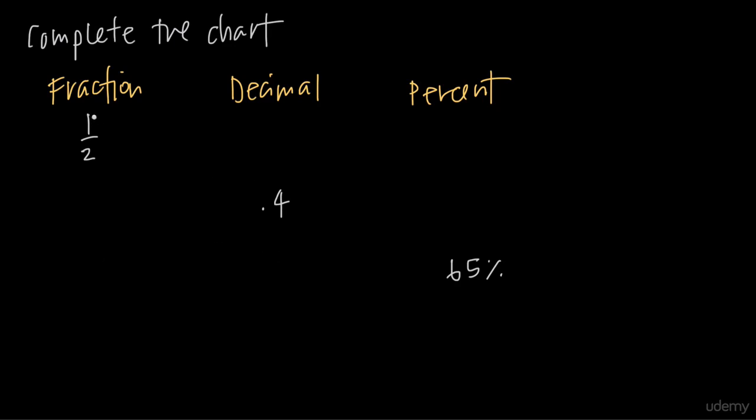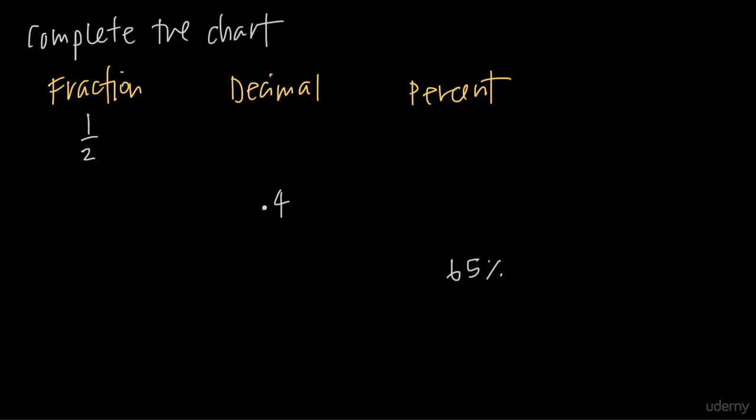So let's go ahead and skip the 1/2 for now, because when you start with a fraction and you need to get into a decimal or a percent, that's going to be the hardest thing. Going from a decimal to a fraction or a percent, or going from a percent to a fraction or a decimal, is actually pretty easy. So if we're starting with a decimal, in this case the decimal 0.4, to go from decimal to percent is really easy.